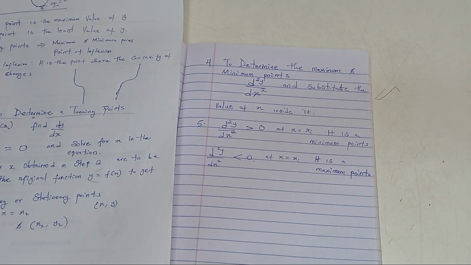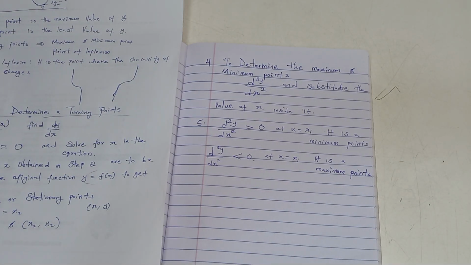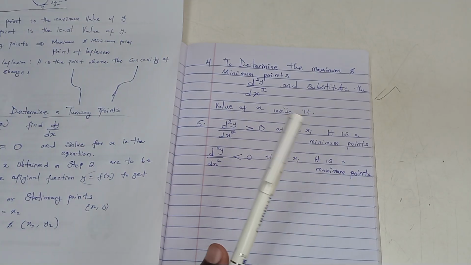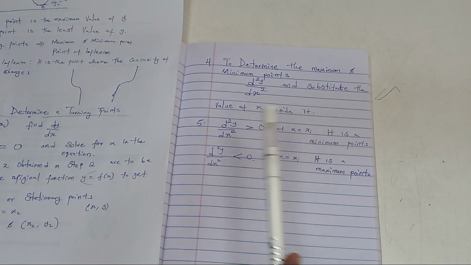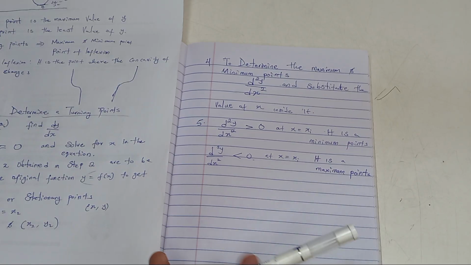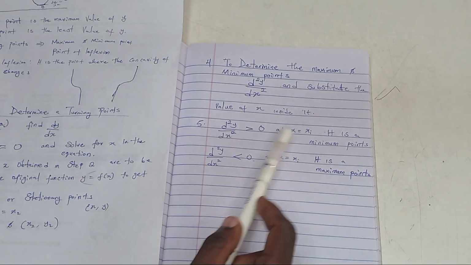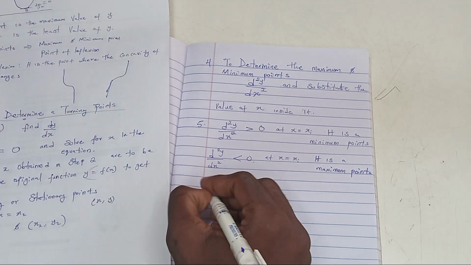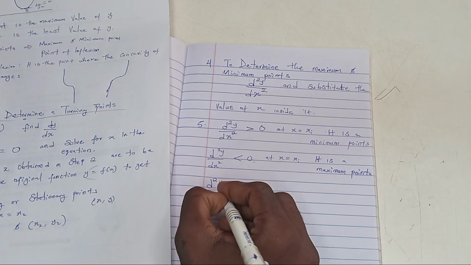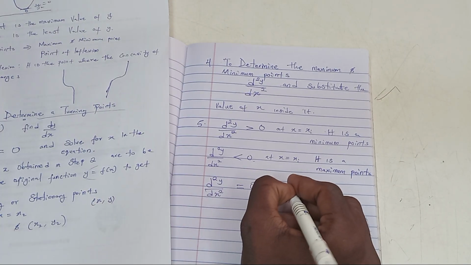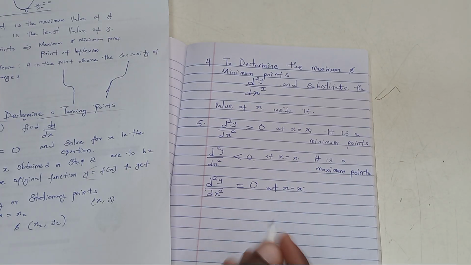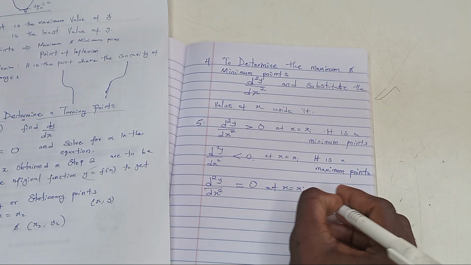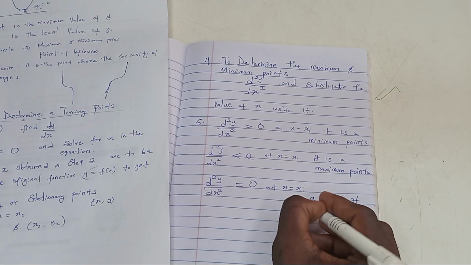So me, I don't like confusing myself. A very easy way to remember is that immediately you get d²y/dx², if it's greater than 0, just take your mind opposite. Greater than 0, opposite, minimum. Less than 0, opposite, maximum point. That's my own trick. But if d²y/dx² is exactly equal to 0 at x equals xi, it is neither a minimum nor a maximum point. It is known as a point of inflection.